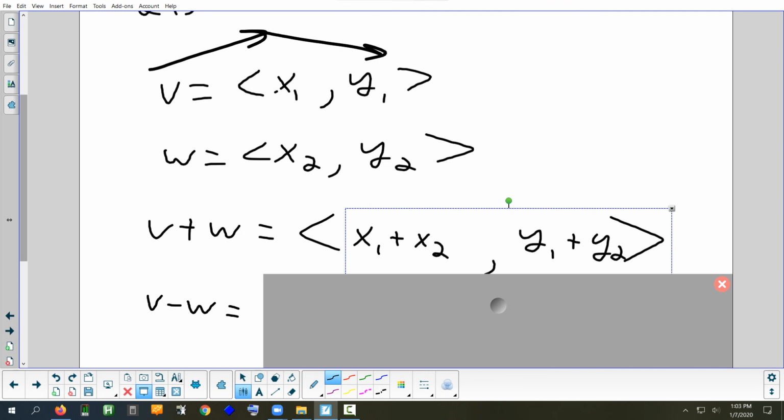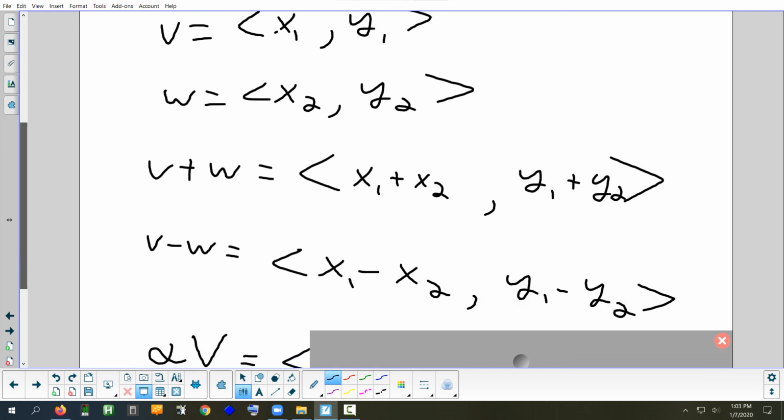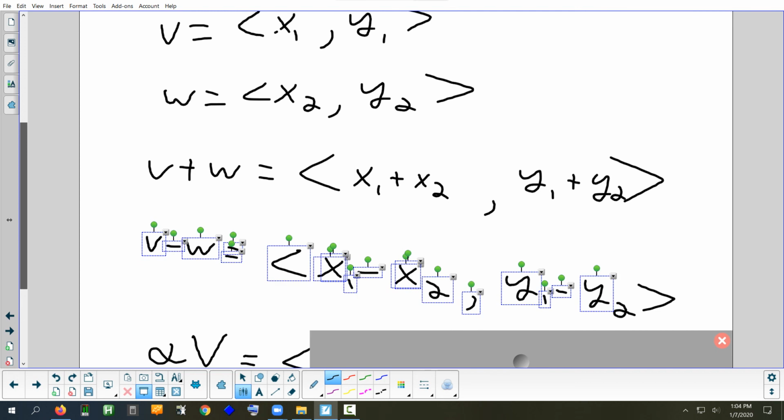Now, what do you think would change in this formula? Instead of v plus w, how about, Amber, how about v minus w? It would just be x1 minus x2 and y1 minus y2. Now, the order there is important because when you're subtracting, think about 2 minus 3, 3 minus 2. It's not the same. So the order is important, and it's subtraction. The horizontal component from the first vector minus the horizontal from the second. The vertical from the first minus the vertical from the second.